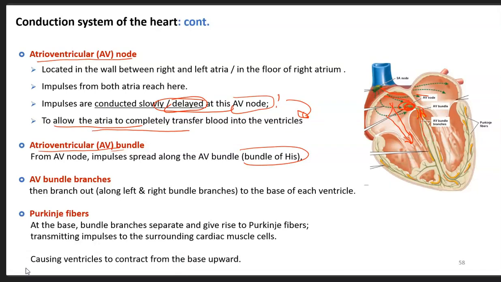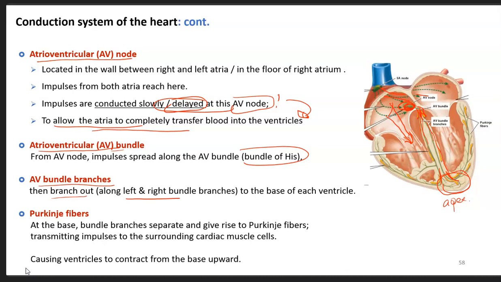The impulse will travel through the AV bundle branches. These AV bundle branches will branch to the right and left bundle branches, to the base of each ventricle. So from the AV node to the bundle of His, to the bundle branches, and to the base of the ventricle. The base of the ventricle here is known as the apex of the heart.